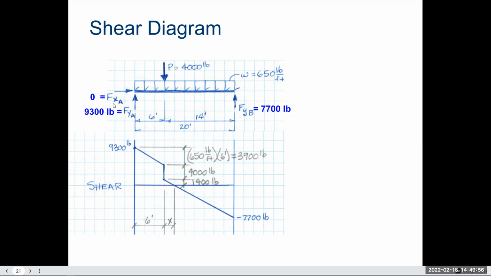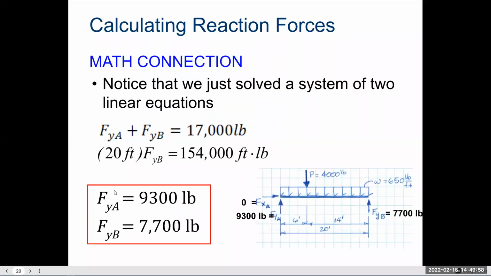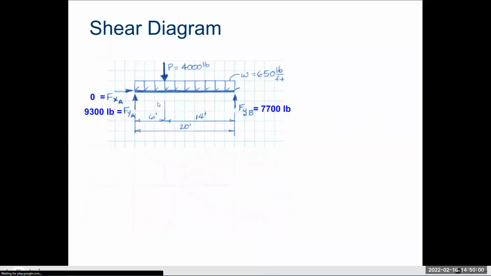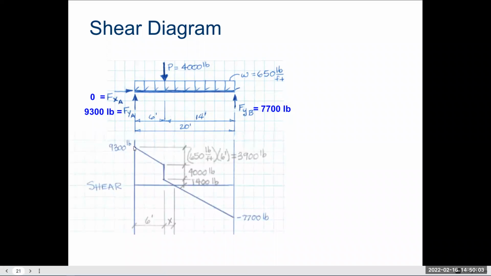Right, so to solve this out using the numbers we had: remember we said force at A was 9,300. So it starts off at 9,300 right here. And we see that we have a constant 650 pounds going down. So this is 650 across 6 feet, until it reaches point P. There's my 3,900 pounds. And so we see 9,300 goes down 3,900.